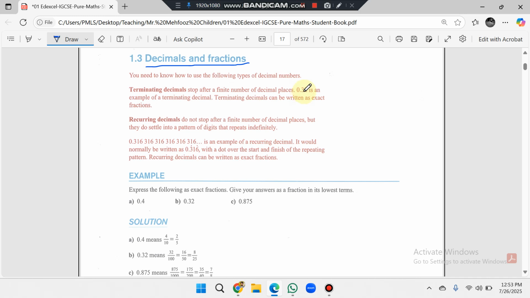For example, 0.32 is an example of a terminating decimal. Terminating decimals can also be written as exact fractions, right? Recurring decimals do not stop after a finite number of decimal places, but they do settle into a pattern of digits that repeats indefinitely. For example, 0.623 is a terminating decimal, and a recurring decimal would be 0.111 and so on.